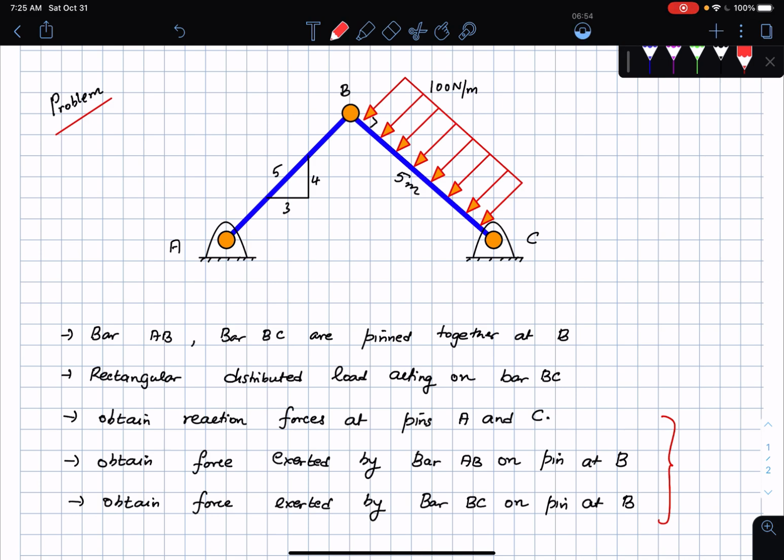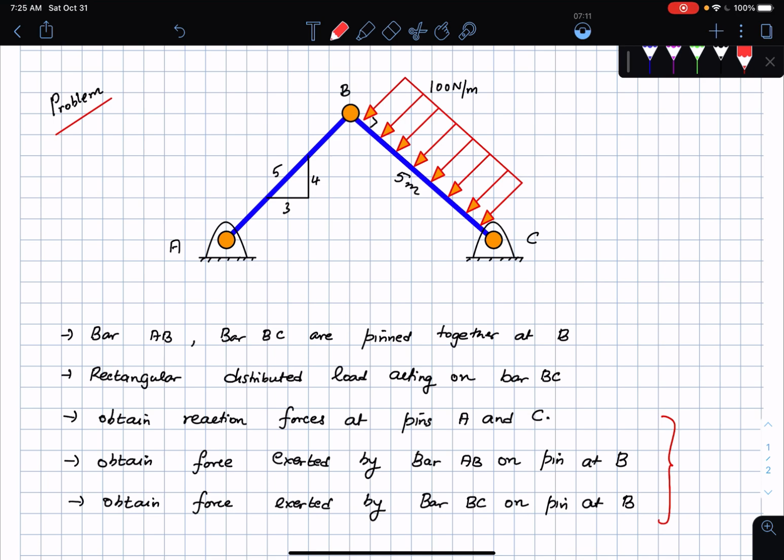The key to this problem is to first identify the solution strategy, if you want to think of it that way. Identify whether this is a frame or a truss. Now, is this a truss? It is obviously not a truss because the force is acting directly on the bar BC. So this is a problem on frames.